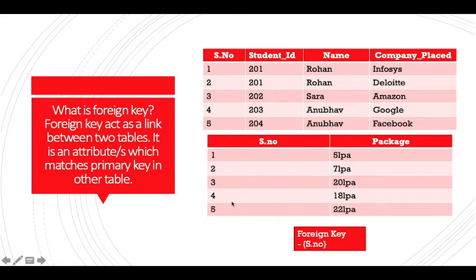So I can treat the sign number as my foreign key because it can link me to the primary key of the above table. So if I choose sign number 3, I can easily fetch from here that sign number 3, student ID 202, name Sarah, and company placed Amazon. So I can know that the 20 LPA package is being offered to Sarah and company placed is Amazon, right? So, in simple words, it acts as a link between two tables. It is an attribute which matches the primary key in another table. Okay, so I can link two tables with the help of a foreign key.